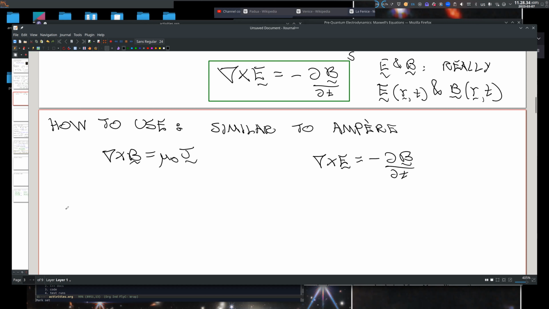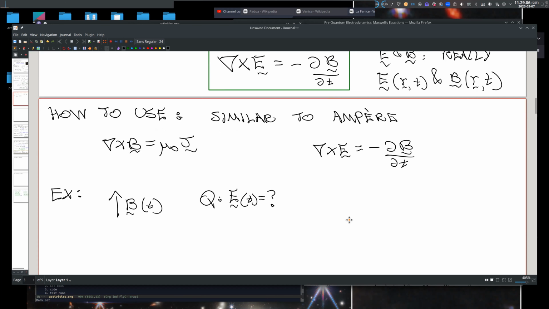Just as a very simple example to show how it goes, let's say that you've got a certain magnetic field, we'll put it pointing up like this, B, that is time dependent here, okay? And now I will ask you, what is E of t? So the question is, what is E of t? Well, what are we going to do?